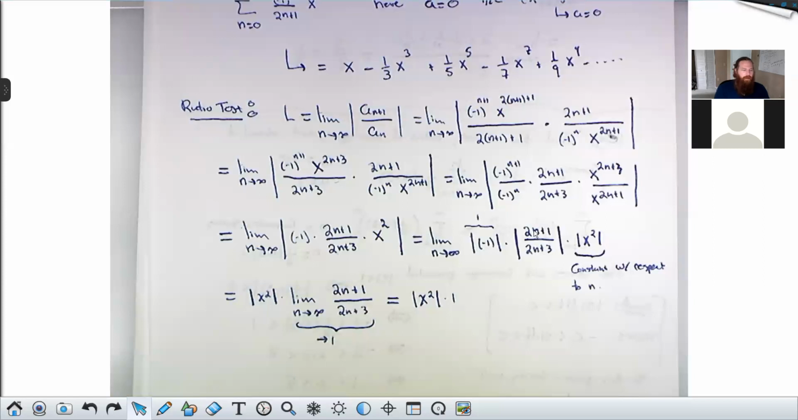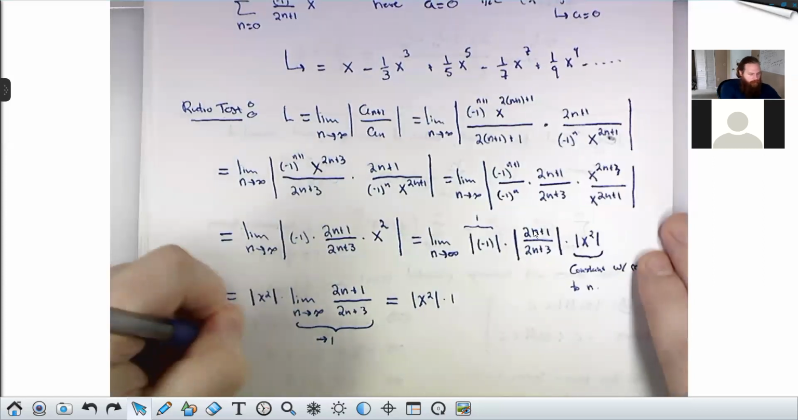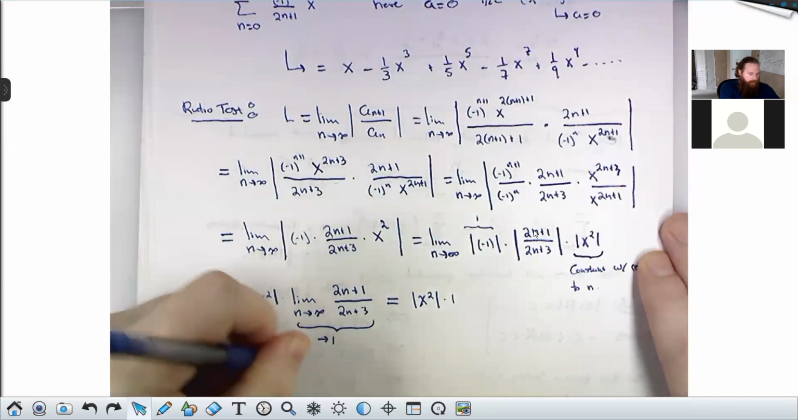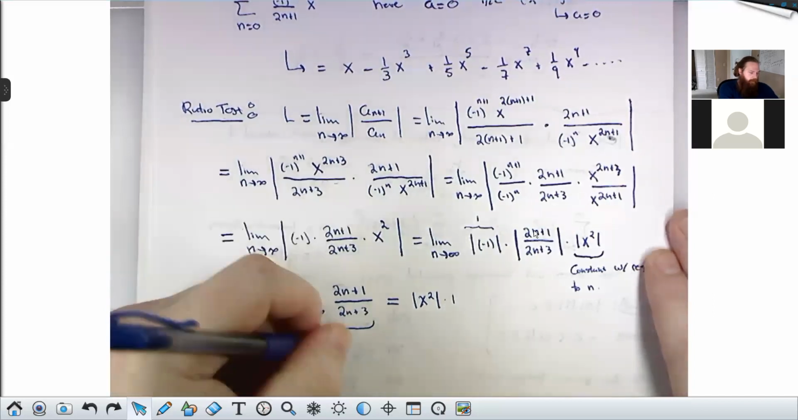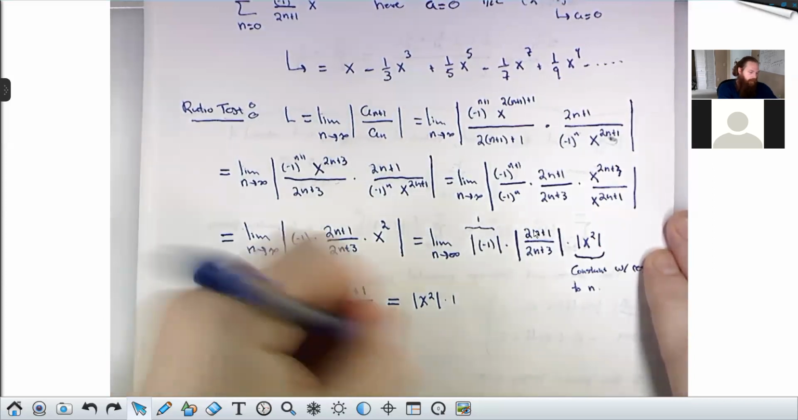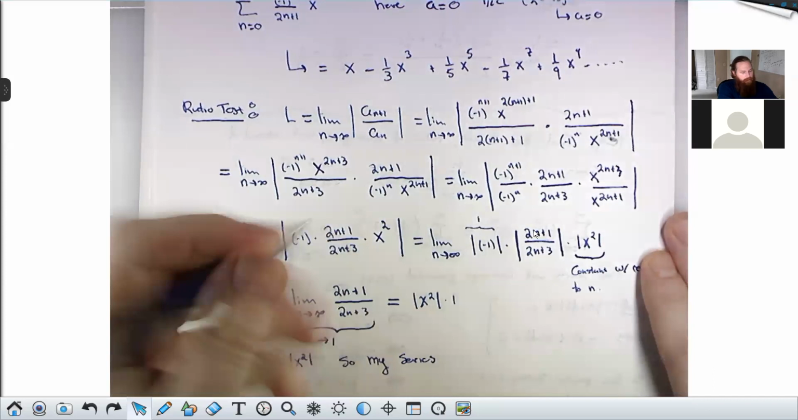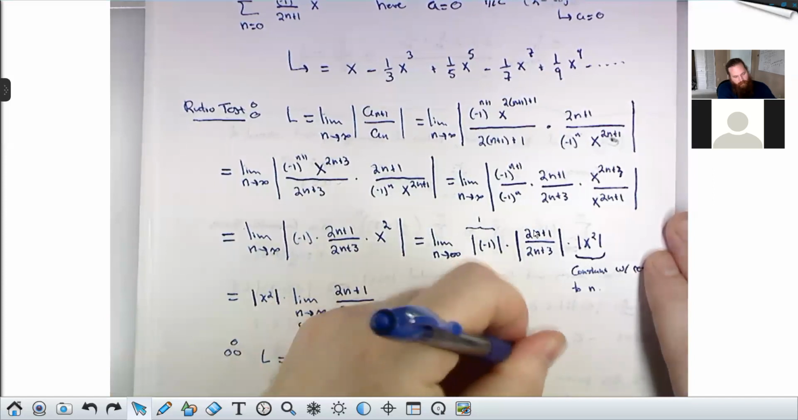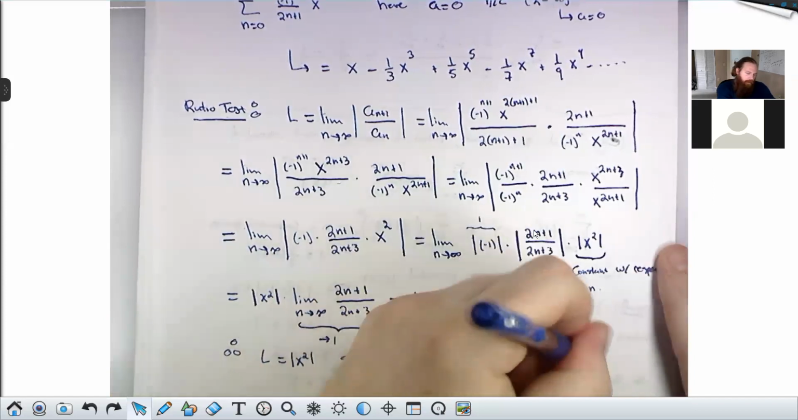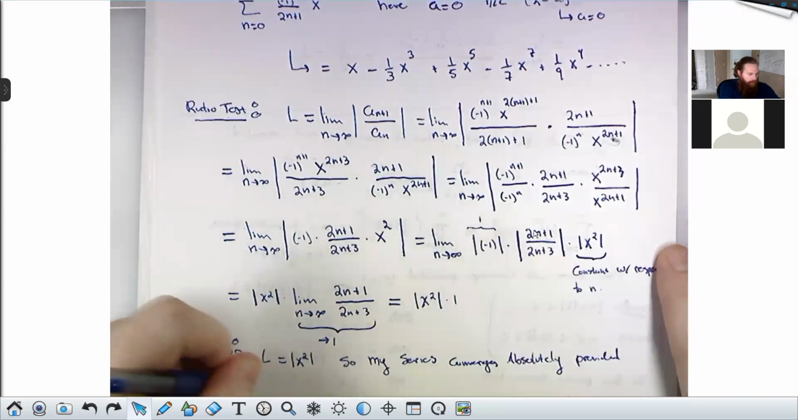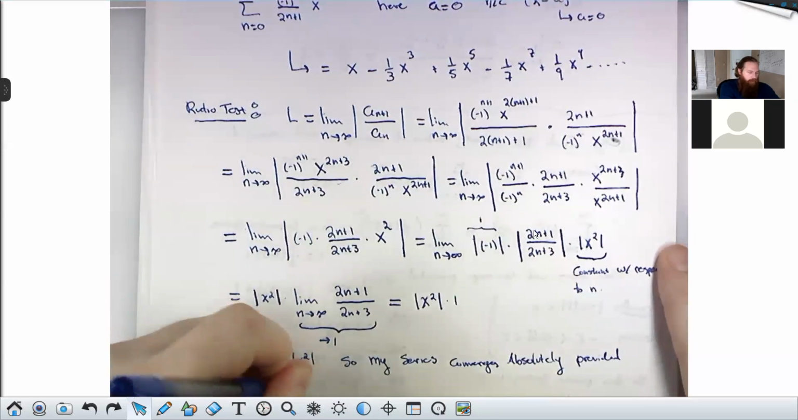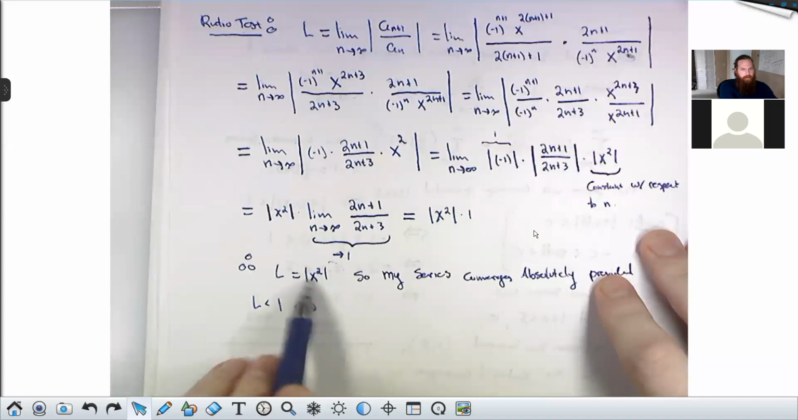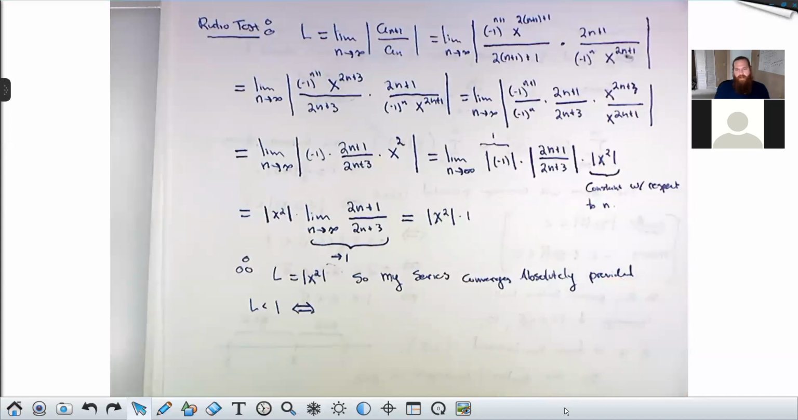Because what we're going to come down to now is that L is the absolute value of x squared. So my series will converge. You have to solve the absolute value inequality. My series converges absolutely, provided L is less than 1, which is equivalent to saying, and this won't always be an x squared, right? Sometimes this will be something else, and then the absolute value is really important. So it's good to be in the habit of leaving the x stuff with the absolute value.